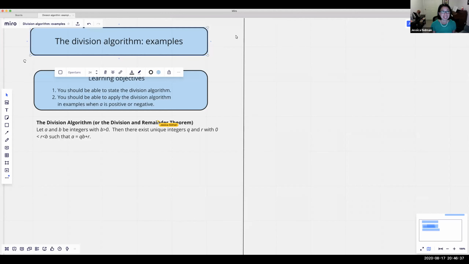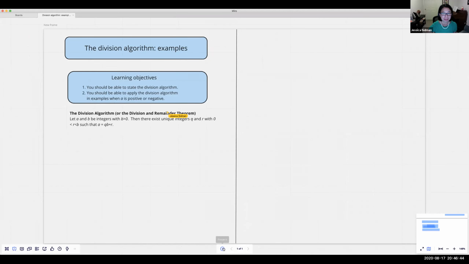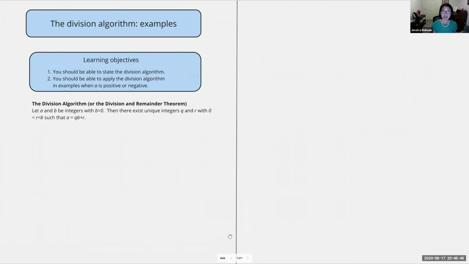Hello. So we are continuing on with our study of number theory, right? Which of course is the study of the integers. And remember, our first definition in number theory was the definition of an even number, which is a number divisible by 2, right?